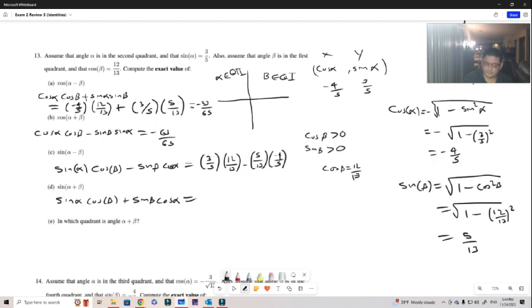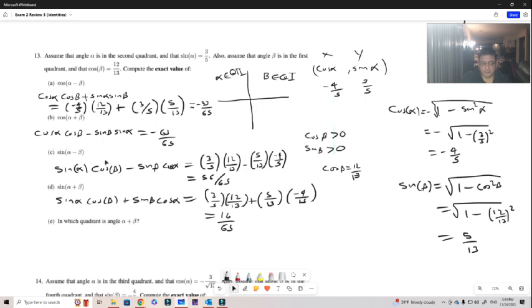So at the end, this is 56 over 65. And for this one here, we have the same thing, but there's a flip of the sign. So we have a plus here. And this is going to be 16 over 65. And that's it. This is for finding the identities.